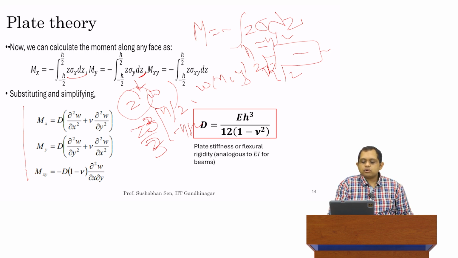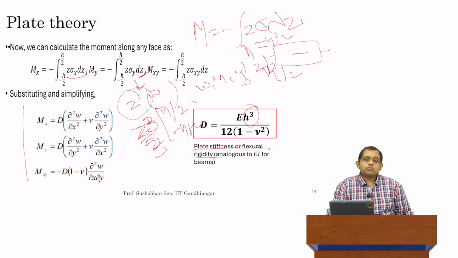You will agree here, I had a z cube over 3, which will be evaluated at minus h over 2 and plus h over 2. So when you substitute that, you'll get an h cube in place of z cube, and that's why you have an h cube over here. So at least at one level, you understand that this is correct. So we get E h cube divided by 12 into 1 minus nu square. This is what we call the plate stiffness or the flexural rigidity of the plate.